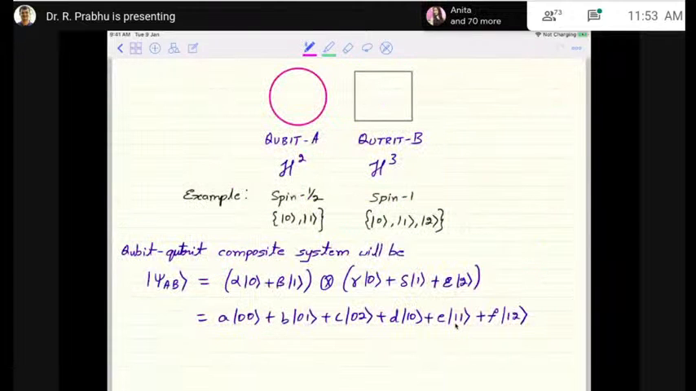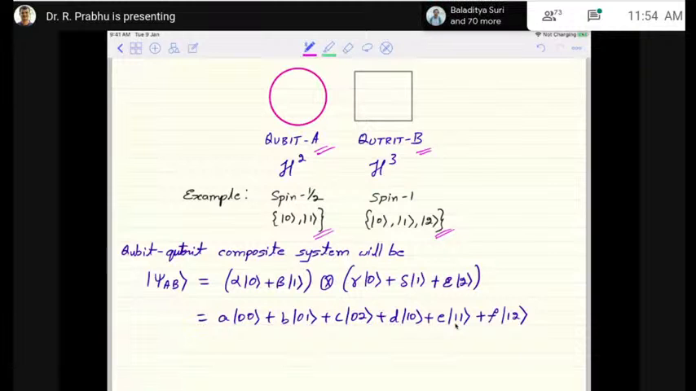Whenever you have a qubit and a qutrit system, remember a qubit is a spin-1/2 particle with two possible superposition states, and a qutrit has three possible superposition states. So therefore I can have 0, 1, 2 as the possible representations. Now, if you have a qubit and qutrit system, how do we write the composite system?